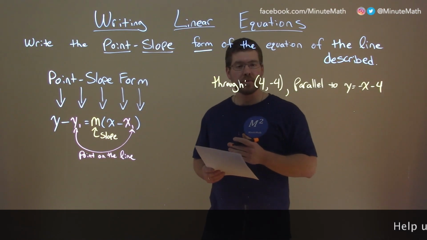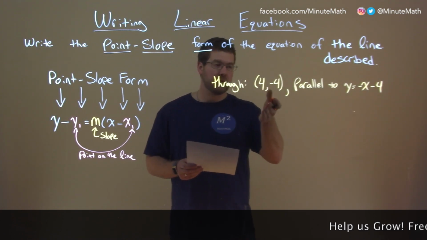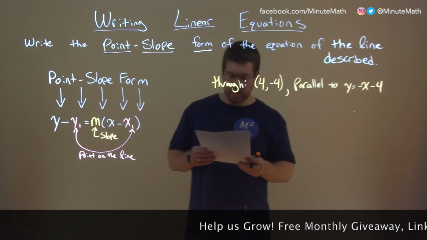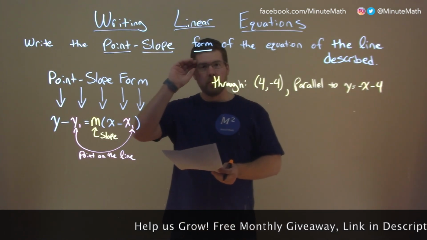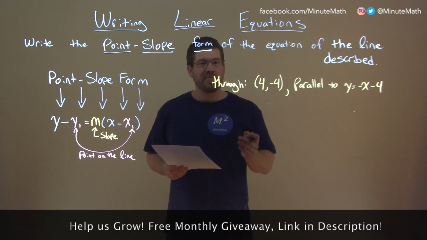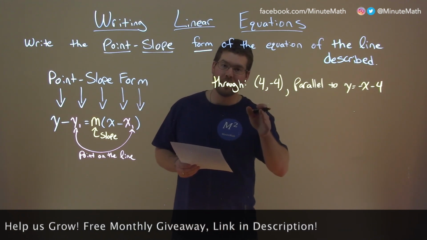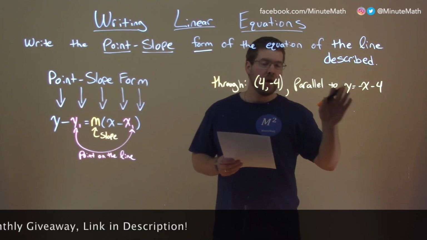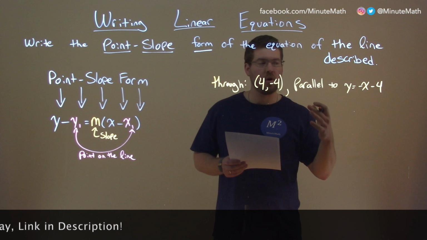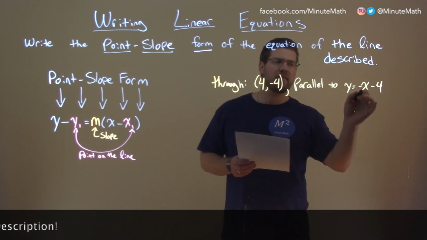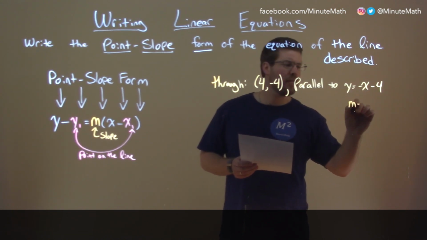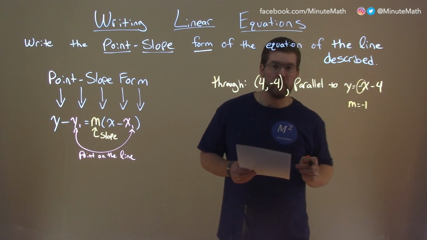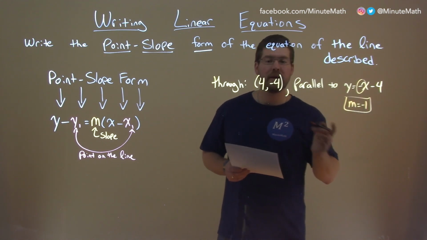I was given this problem through 4, -4, and is parallel to y equals -x minus 4. We want to write this in point slope form. Well, point slope form has a point and a slope. We're given a point, we need a slope. Slope here, they tell us is parallel to this line. Well, we know parallel lines have the same slope. So what's the slope here? Y equals -x minus 4. That has a slope of -1. That value right here, really in front of the x, -1. Well, now we have a slope and a point.